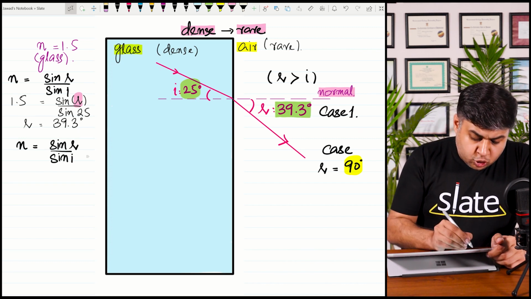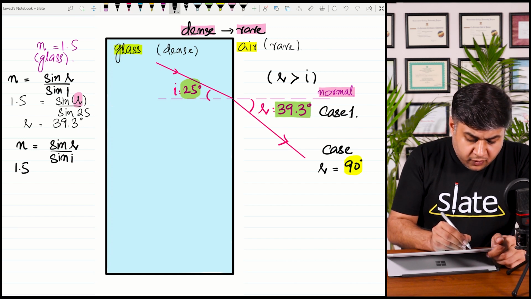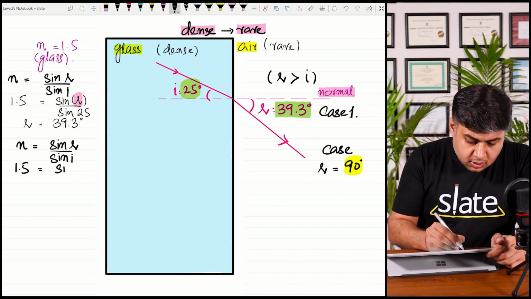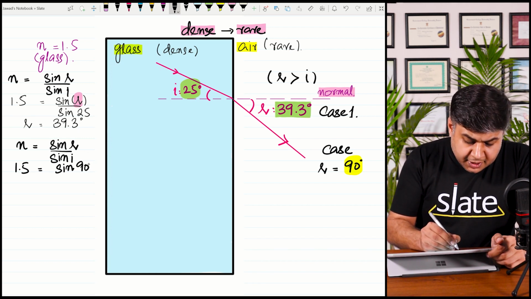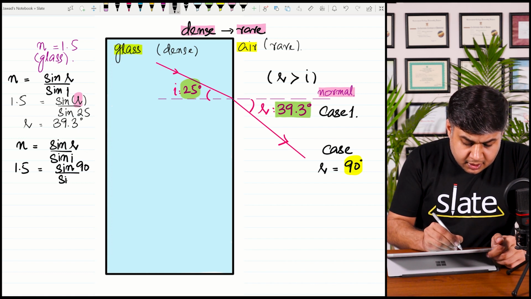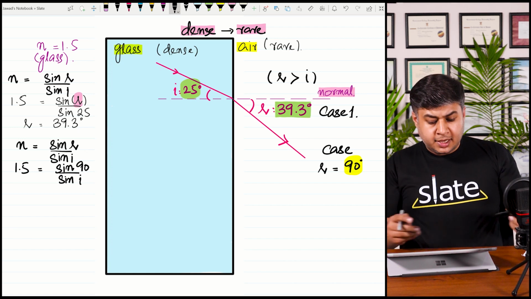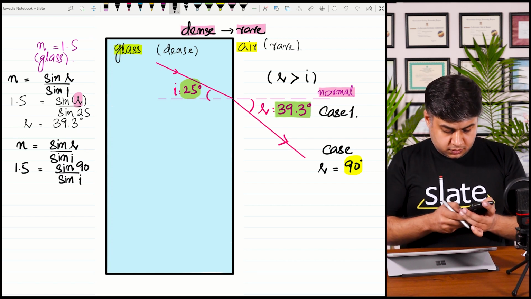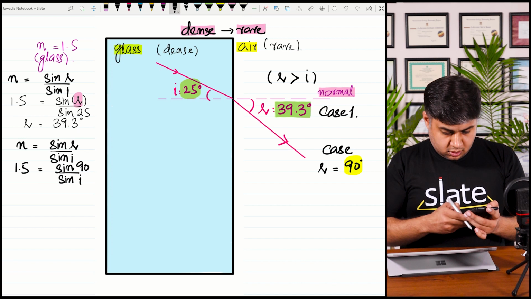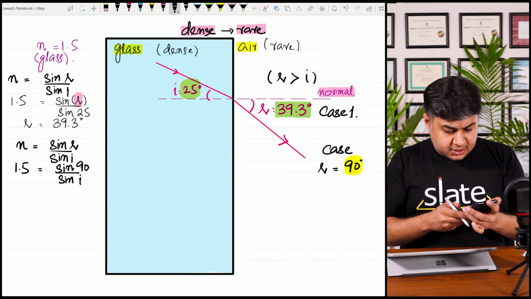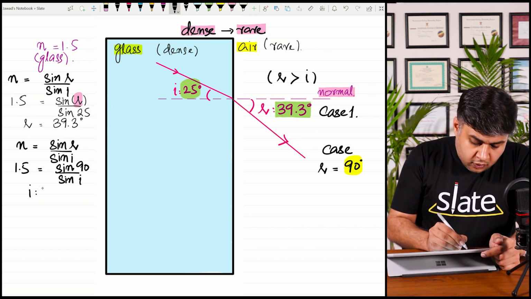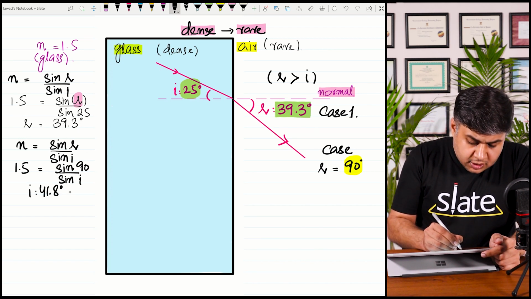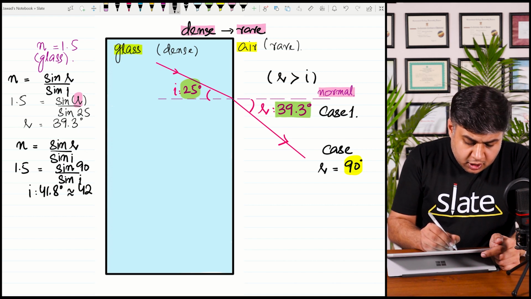Okay? Substituting the value of refractive index, 1.5 is equal to sine of angle of refraction, which is 90 degrees in this case, divided by sine of angle of incidence which we have to find. Okay? So angle of incidence in this case is coming out to be 41.8 degrees, which is approximately equal to 42 degrees.